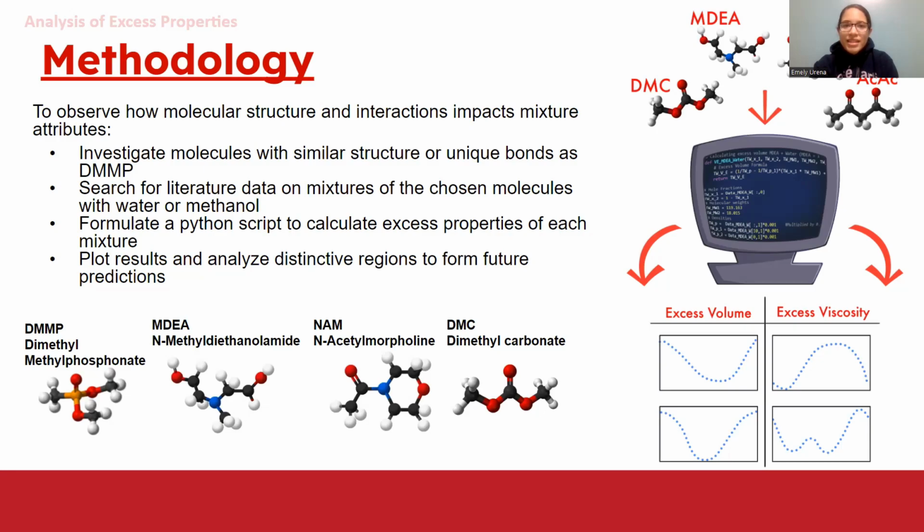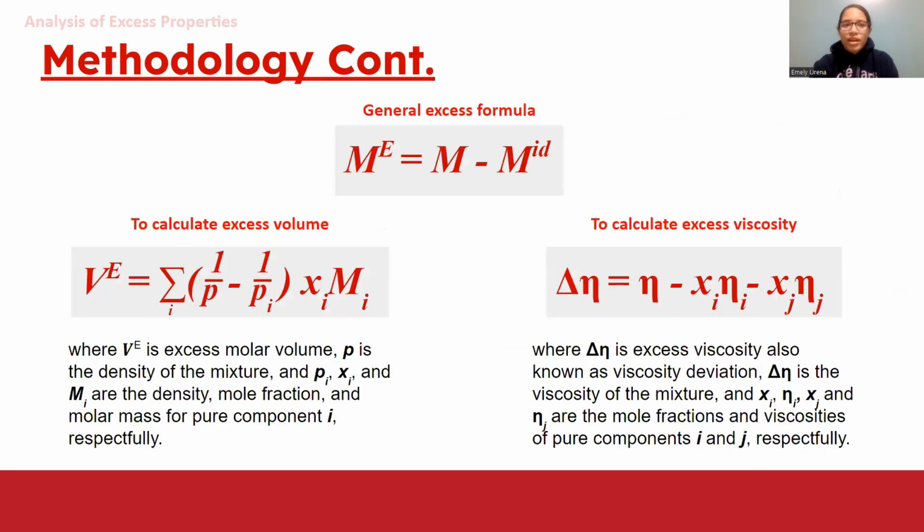By collecting density and viscosity literature data on each molecule's mixtures with water and/or methanol, I was able to create a Python script to calculate the excess properties for each mixture and plot it. Once all graphs were created, I could now observe how each plot shifted depending on the mixture. These are the equations I utilized to calculate each excess volume and excess viscosity property.